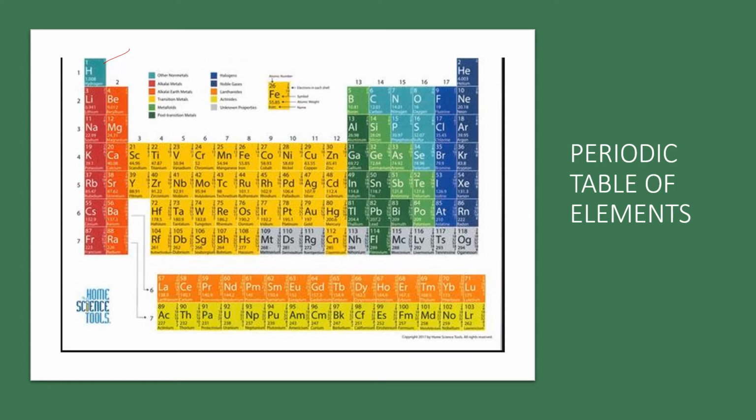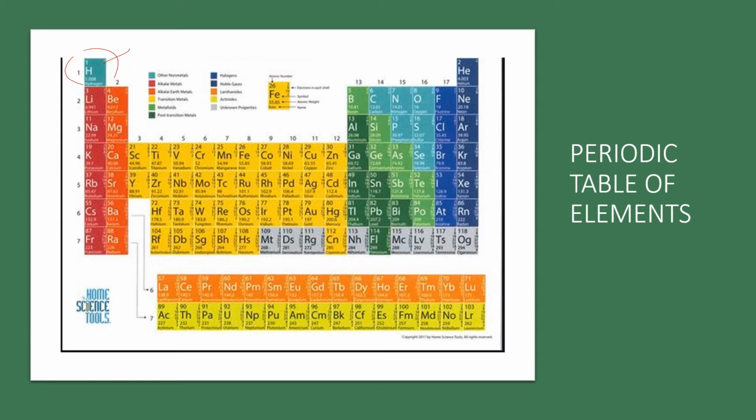Here this is the alkali group, hydrogen not included. Lithium, sodium, potassium, rubidium, cesium, and francium. That's group 1 alkali metals.